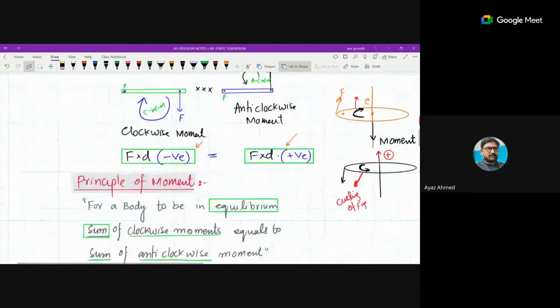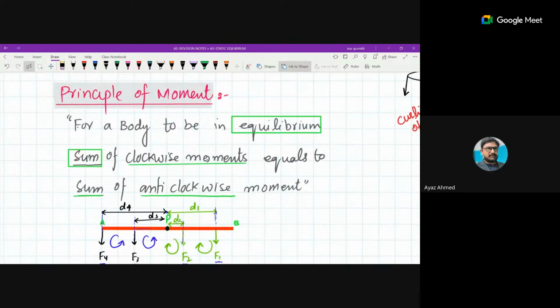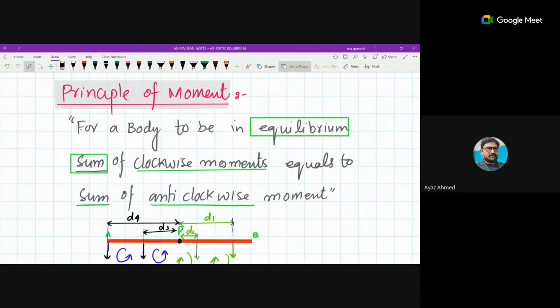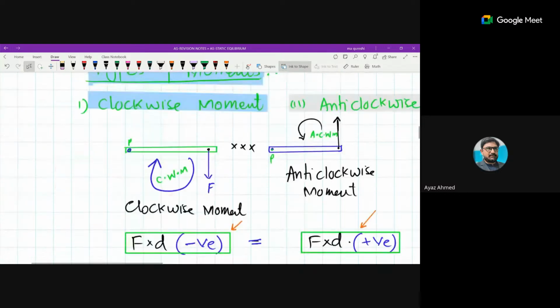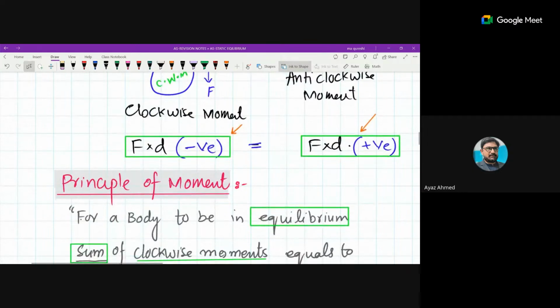So till this point, I have just explained the moment, but not the principle of moments. Wait, tell me something. The principle of moments is something different. When more than one moment is applied, then we follow the principle of moments. Is it clear to you? Yes. But when there is a single moment, then we apply just the moment F into D.